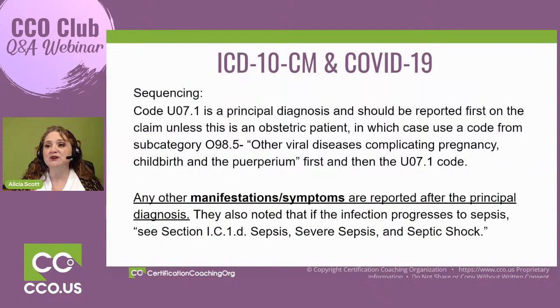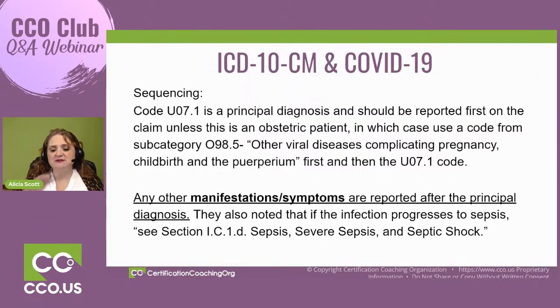Now, if we are going to work with sequencing, you'll always see that there's a specific code for patients that are obstetric patients. There's an O code for having complications of a viral disease. We're not getting into that. But the U07.1 is always a principal diagnosis. It'll be first listed, and then after that you would list the other things that are complicating it or other conditions that the patient has. If you have any manifestations or symptoms, they would go after the U07.1.